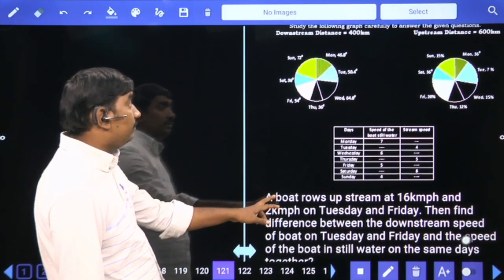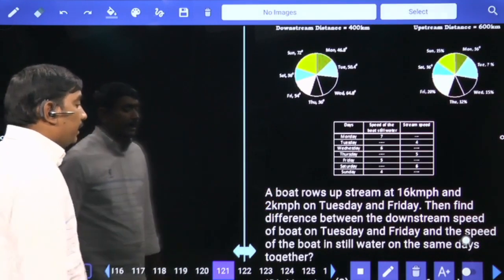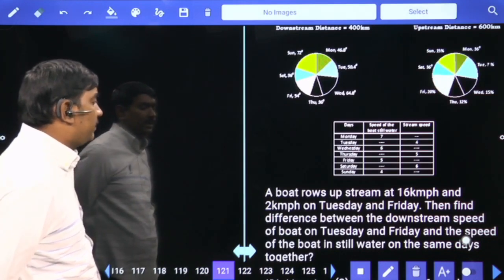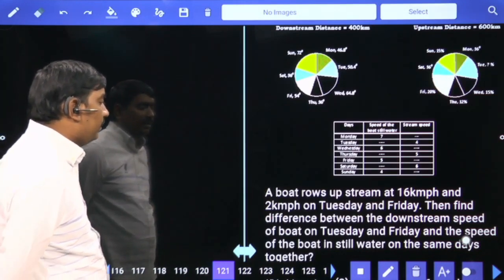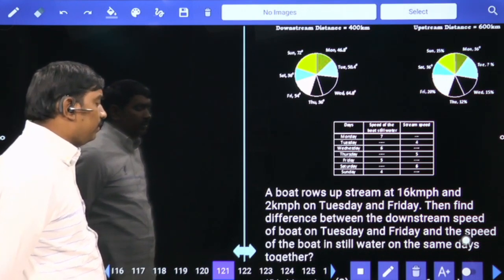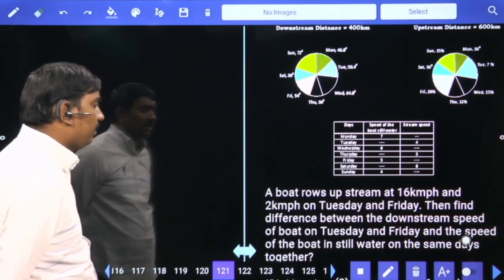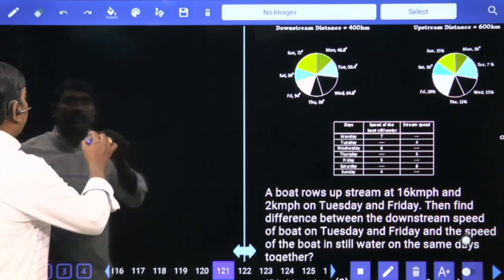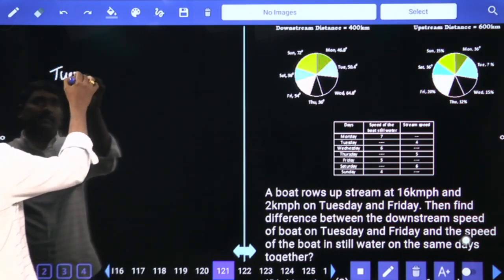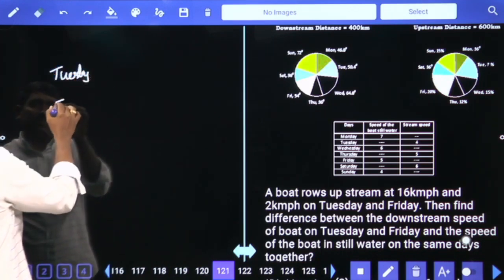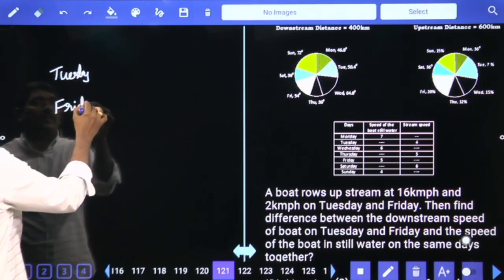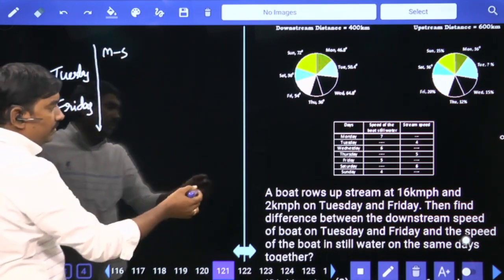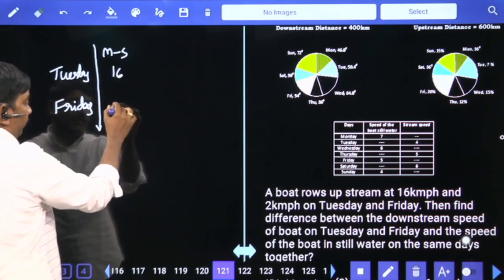First one. A boat rows upstream at 16 kilometers per hour and 2 kilometers per hour on Tuesday and Friday. Then find the difference between downstream speed of boat on Tuesday and Friday and speed of the boat in still water on the same days together. Tuesday, Friday. Upstream means M minus S, they given. On Tuesday it was 16, on Friday it was 2.